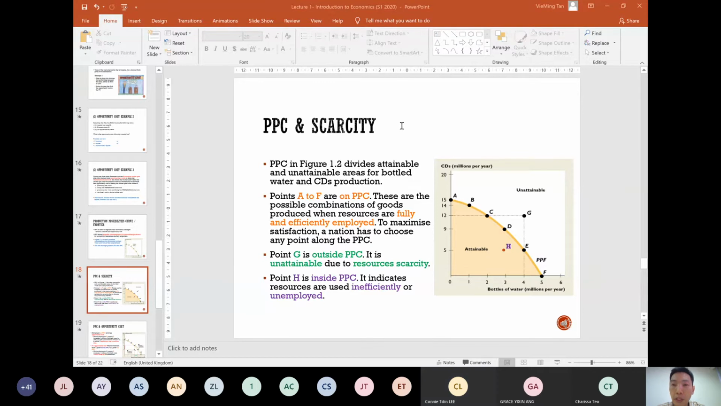So in order to address these 3 problems, there are 3 questions that have to be answered by an economy or a nation or a country. The 3 questions will be what to produce, how to produce, and for whom to produce. So here, the country can either produce necessity goods. Necessity goods means the goods that have to be consumed by everybody, no matter their income level.